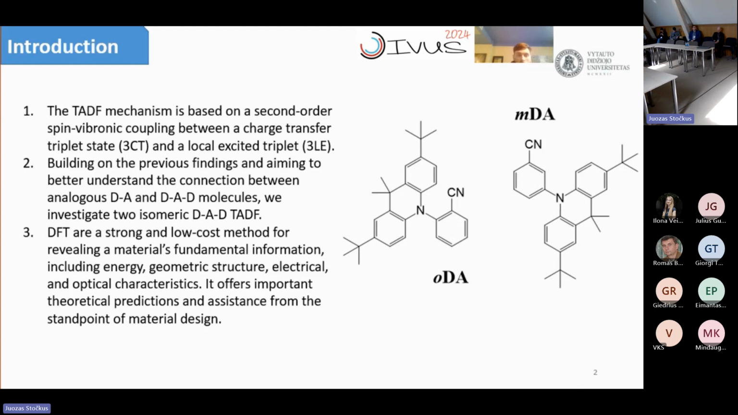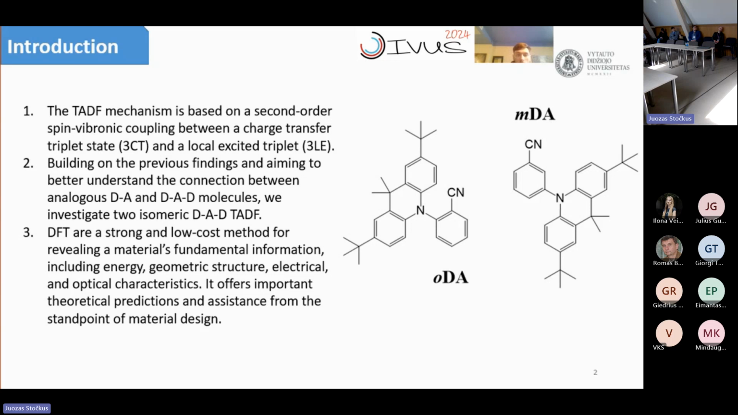Building on the previous findings and aiming to better understand the connection between analogous DA and DAD molecules, we investigate isomeric DAD TADF emitters comprised of a benzonitrile acceptor and acridine donors attached at the 2,5 or 2,6 positions of the acceptor. Comparison to previously reported DA materials allows us to compare these systems with minimal additional complexity introduced by the second D unit.